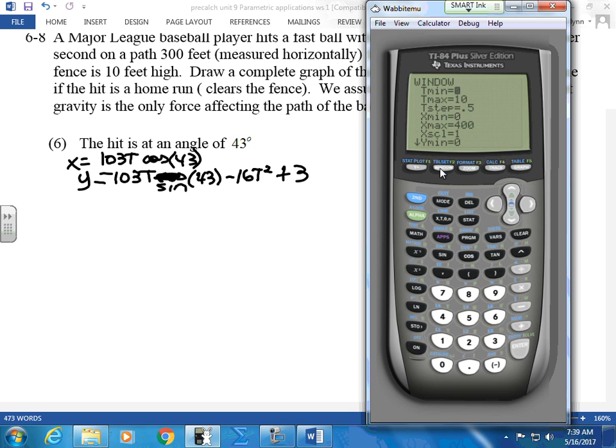Because your path is 300 feet away, X max has to be at least 300. So make it be like 350. Don't fine tune your window. Your window is just for you to visualize your graphic.